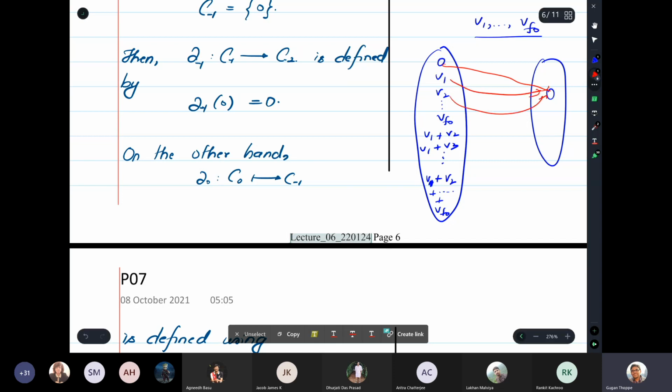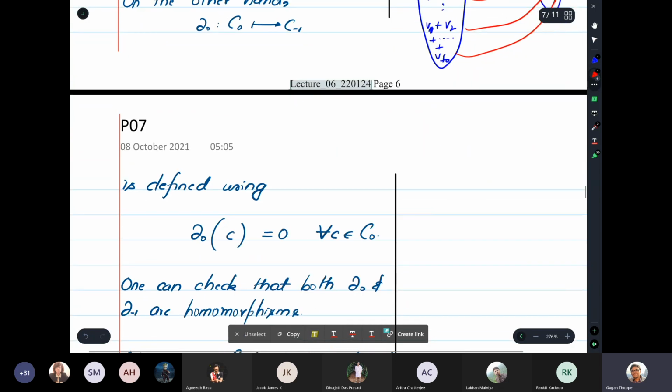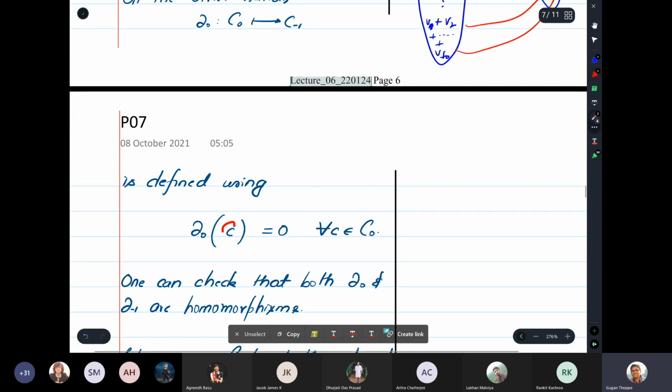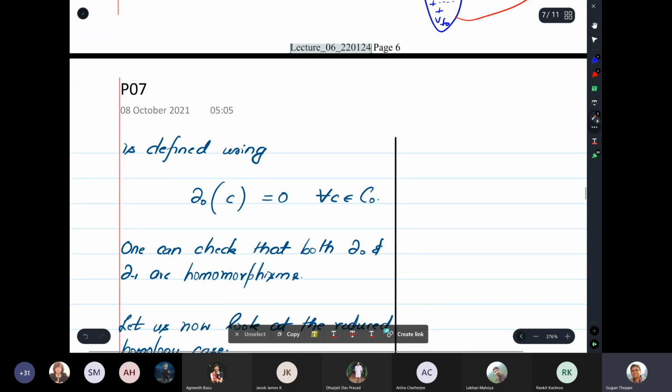So you have no choice but to map every element here to this 0 that you have over here, right? You have no other choice. So in this sense, what we are claiming is that you give me any zero chain in C0, the ∂0 operator will map this to 0, which is there in the codomain. So we have no other choice, right? And one can check that the way this ∂0 and ∂-1 are defined, you can indeed check that they are vector space homomorphisms.